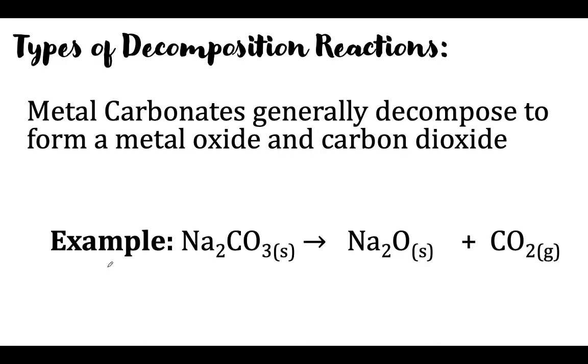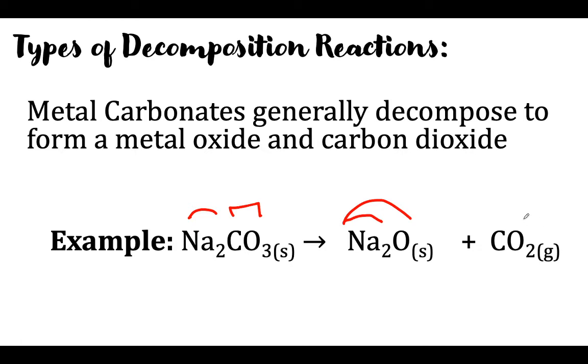The first of which is if you start off with a metal carbonate. That is any metal linked to a carbonate. And if that compound is decomposing, you have the product of a metal oxide, the metal being the one from the reactant side. That metal linked to an oxygen, and that compound is our first product. So you've got the metal oxide plus carbon dioxide.